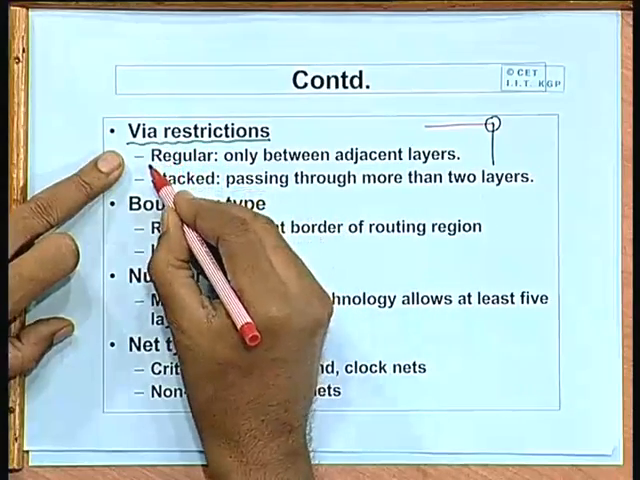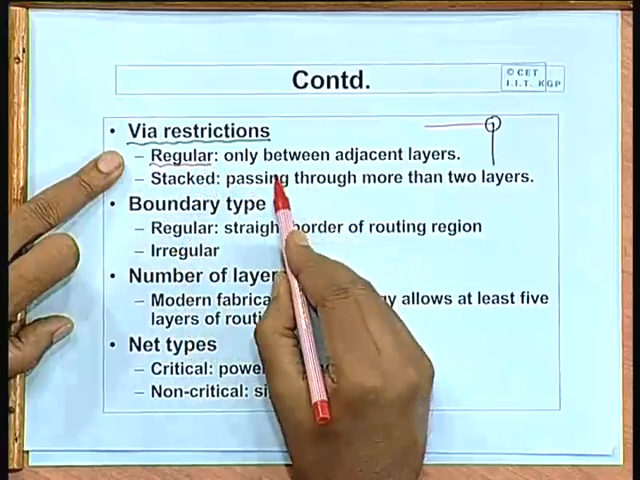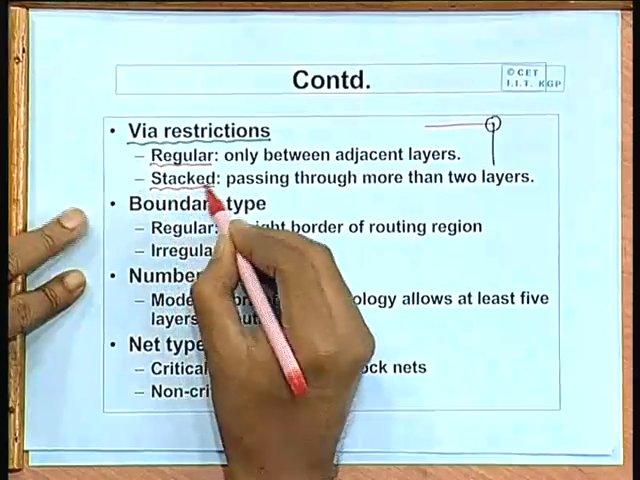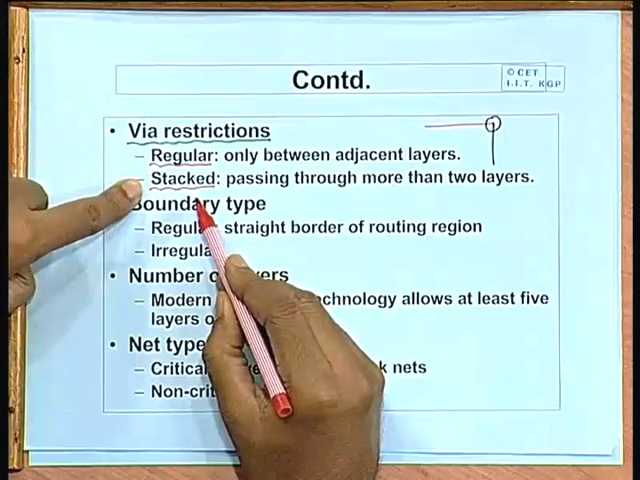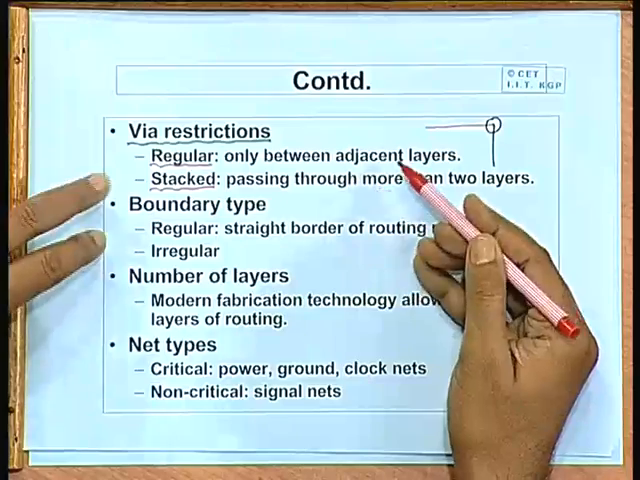One is the regular type of via connection, where you only connect between adjacent layers, but you can also have a stacked via, where 2 layers are connected with more than one layer in between. So, it is a very deep interconnection. Stacked vias are more difficult to implement in terms of the fabrication technology, and they take more area to fabricate, right. So, these are the 2 different kinds of via.